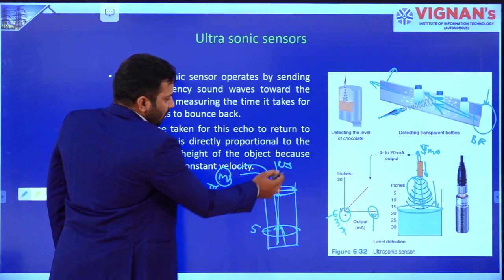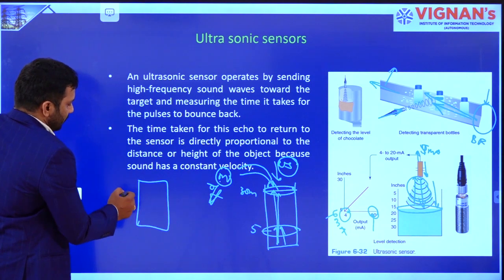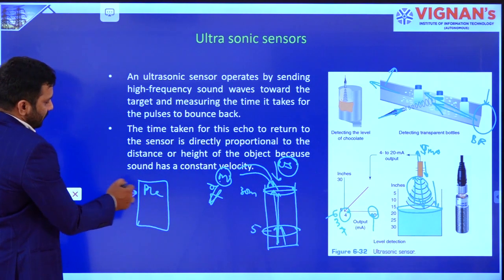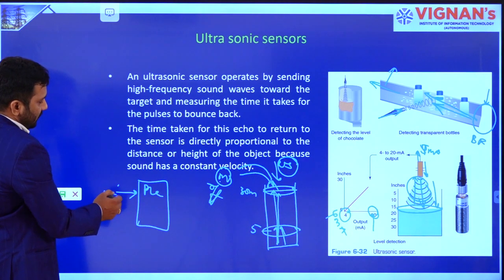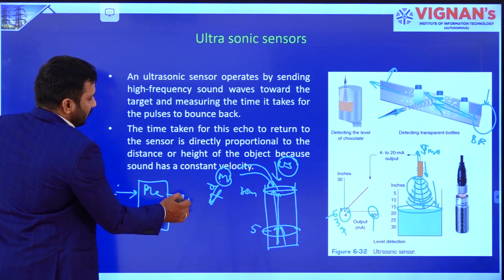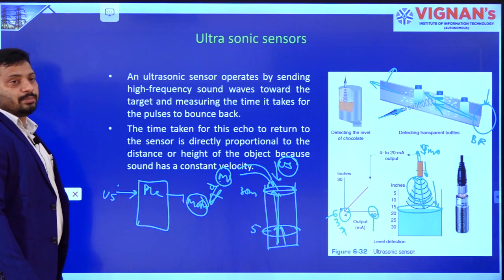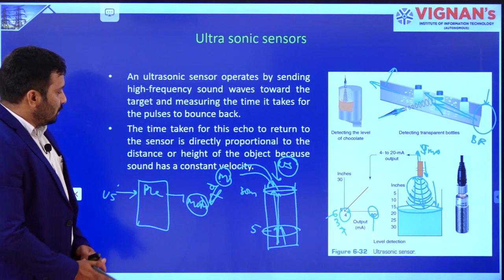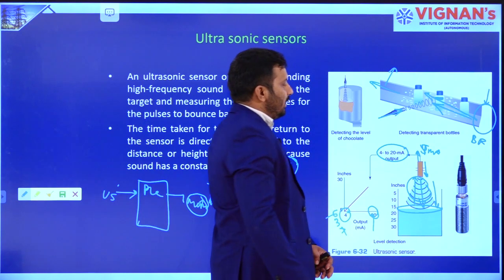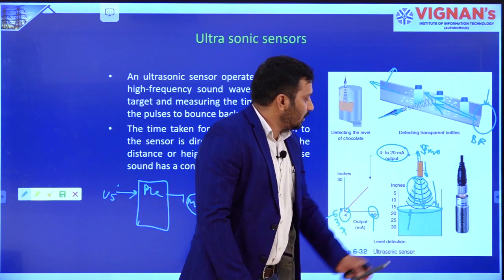In this case, the ultrasonic sensor is the input to the PLC module, that is, the input to the input module. At the output module terminal, we are going to connect the motor to fill this particular tank. How is this 4 milliamps to 20 milliamps output going to change depending upon the liquid filled in this tank?